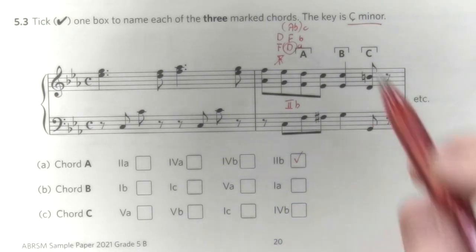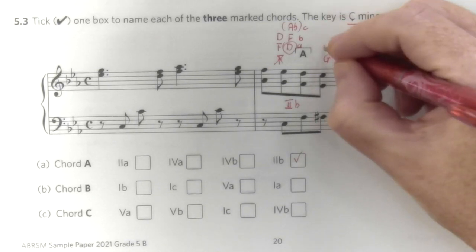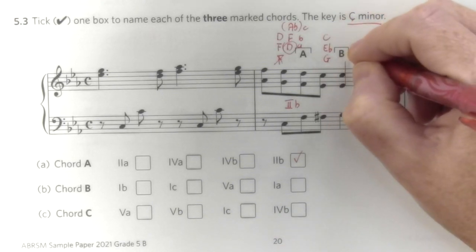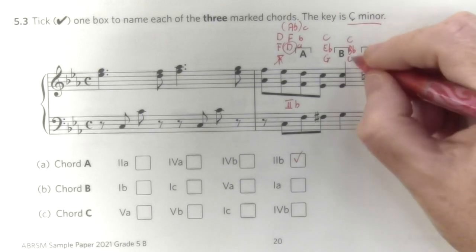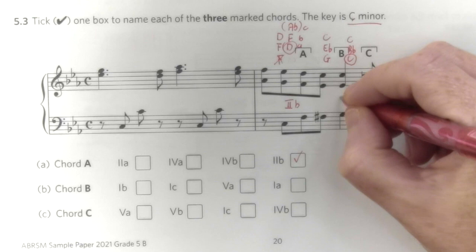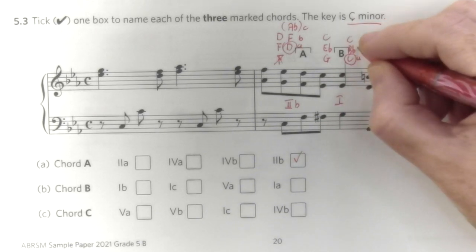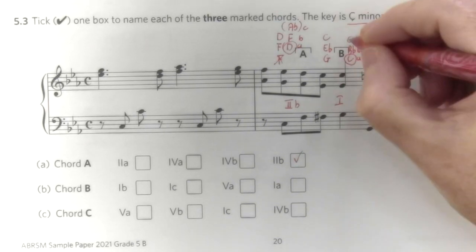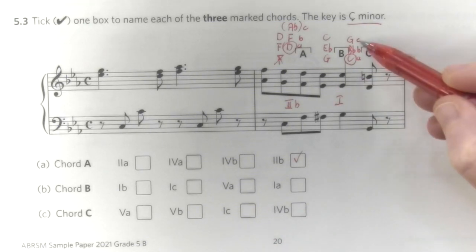Next one, we have sol, mi flat, and do. In order, they are do, mi flat, and sol. Do is the bottom note, and for do minor is the 1st. Now, what do we have at the bottom here? Do, mi flat, or sol? Oh, sorry. We have sol. So it's 1C.